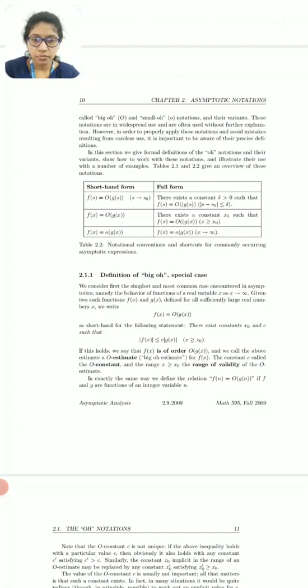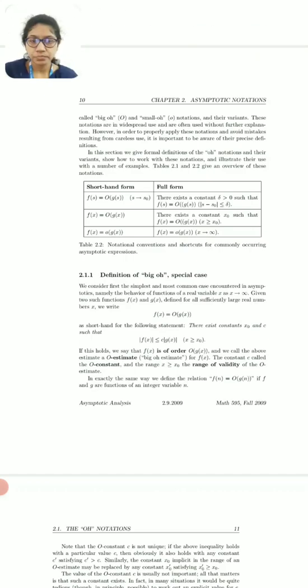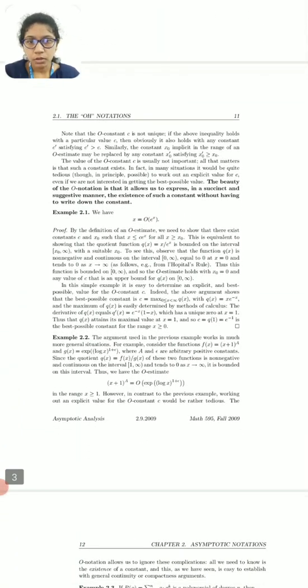In exactly the same way, we define the relation f(n) = O(g(n)) if f and g are functions of integer variables n. Note that the constant c is not unique. If the above inequality holds with a particular value c1, then obviously it also holds with any constant c satisfying c greater than c1. Similarly, the constant x naught implicit in the range of an O estimate may be replaced by any constant x1 satisfying x1 greater than x naught.